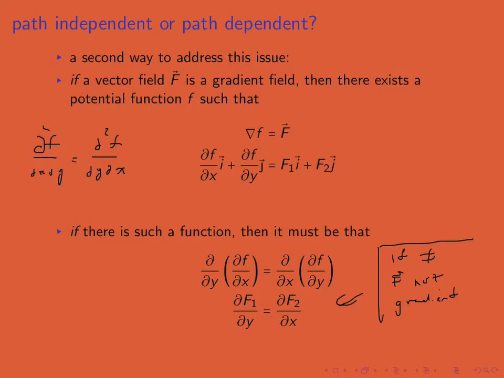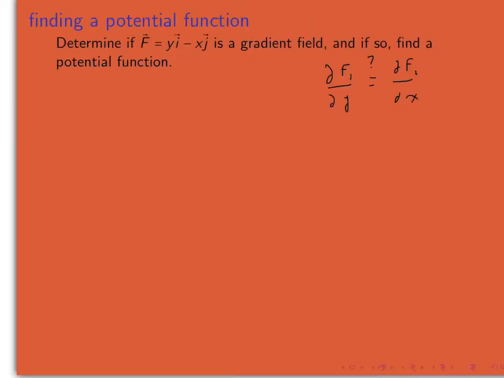So that's actually where it's most useful, if I can show that these two things are not true. So here's a first example. We're going to try to determine whether or not this vector field yi minus xj is a gradient field. And we're going to do that by asking, is the partial of f1 with respect to y equal to the partial of f2 with respect to x?